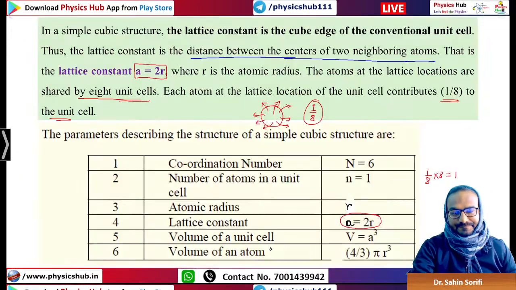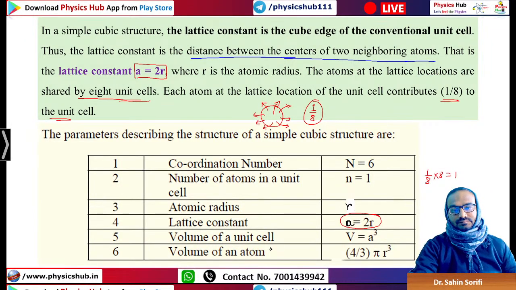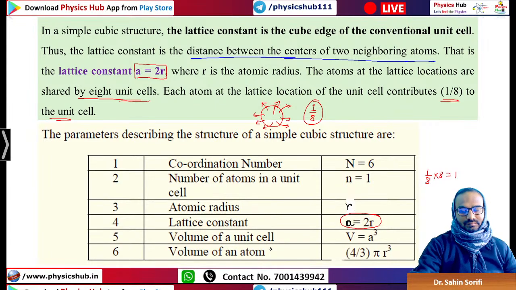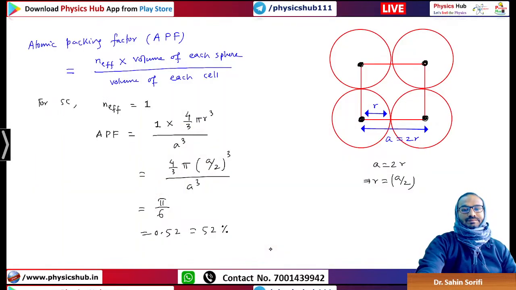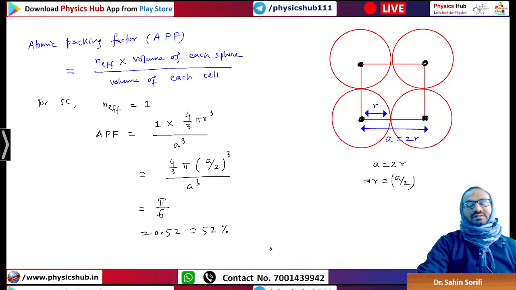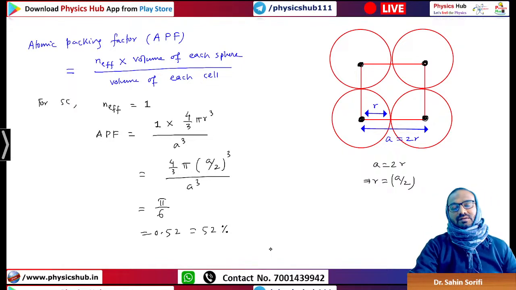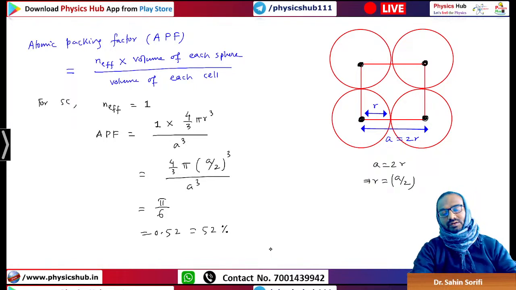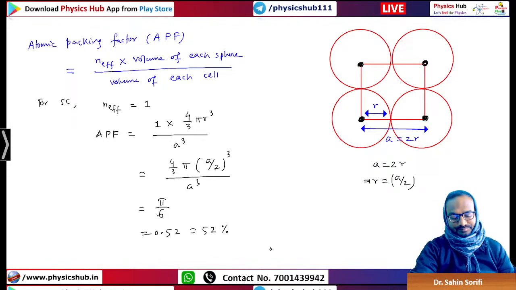Understood, Harry? Look, one atom is sitting at one lattice point, meaning N effective, the number of lattice points, becomes equal to the number of atoms, because one lattice point is occupied by one atom.